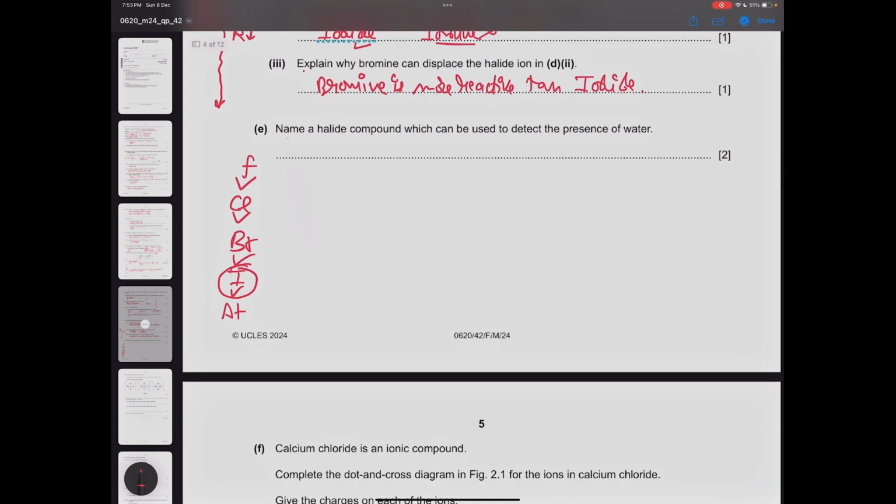Name a halide compound which can be used to detect presence of water. We clearly know this. It is anhydrous cobalt chloride. And make sure to mention the oxidation state in between in Roman numerals. So cobalt(II) chloride.